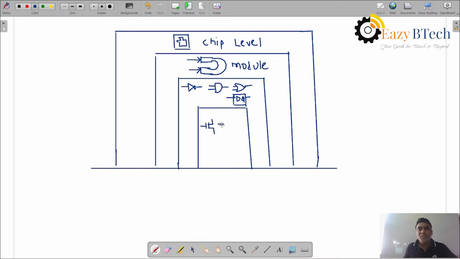In the transistor level you can use transistors, diodes, resistance, and capacitance. So this is the level of abstraction, with different levels. The bottom level is the transistor level, for chip designing.